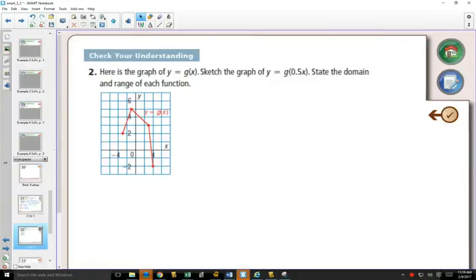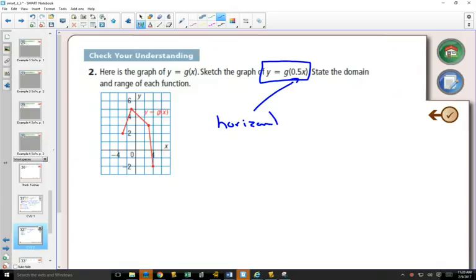So now we're given a graph with a bunch of points. We want to graph y equals g of 0.5x. So the first thing we notice is that that 0.5 is inside the function. And what this is going to be is a horizontal stretch by a factor of 2. That's how we would write it out in words.